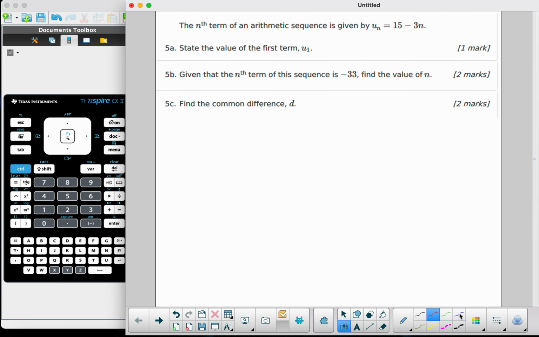So, question number 5. Check my pen. The nth term of an arithmetic sequence is given by that. State the value of the first term u sub 1. That's easy peasy. U sub 1, we just plug it in: 15 minus 3 times 1. So u sub 1 equals 12. Easy money, also 1 mark.